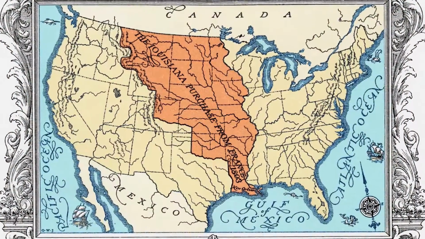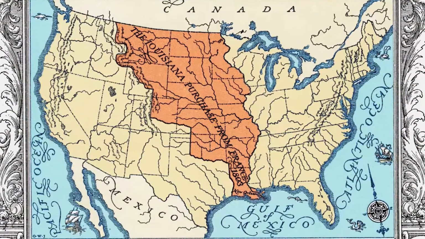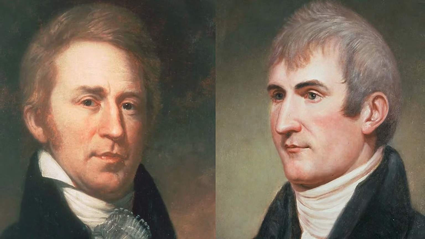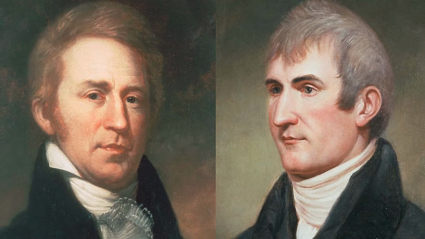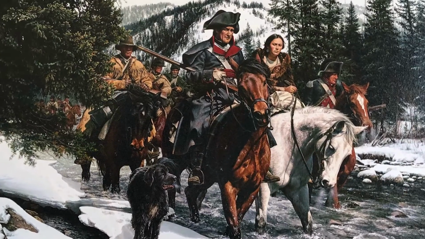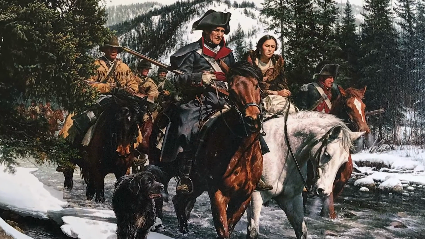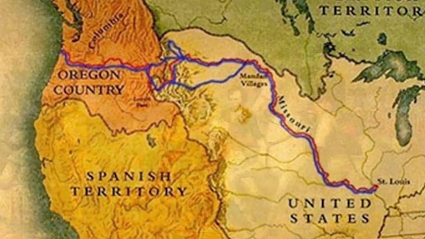Following the acquisition of the Louisiana Territories in 1804, Army officers Captain Meriwether Lewis and Lieutenant William Clark led an expedition into the western frontier. Lewis and Clark arrived at the Pacific coast about 2 years later, establishing an American presence in the Western Territory.